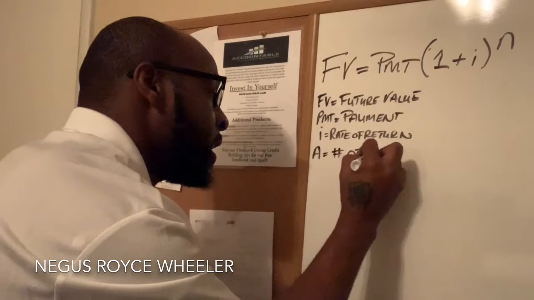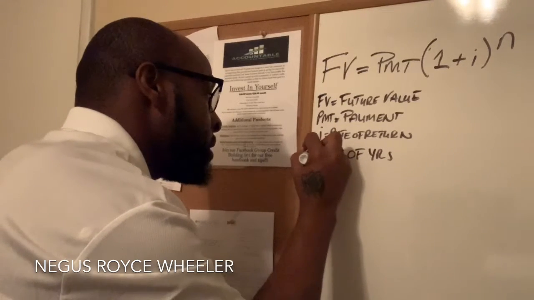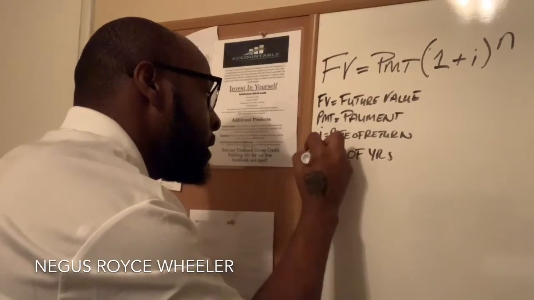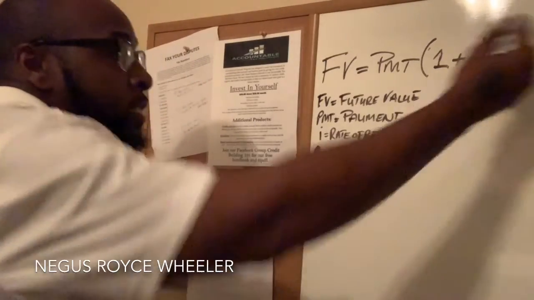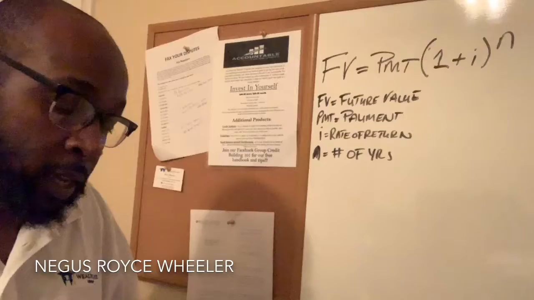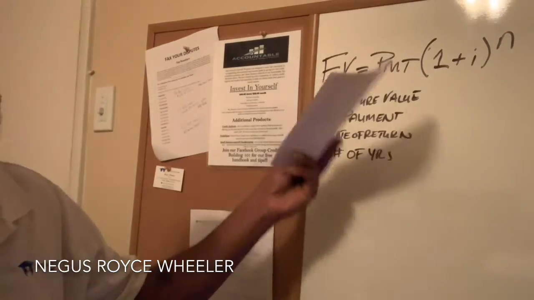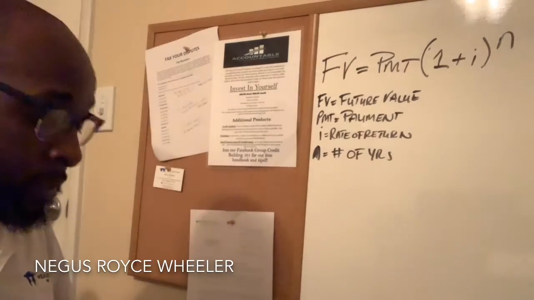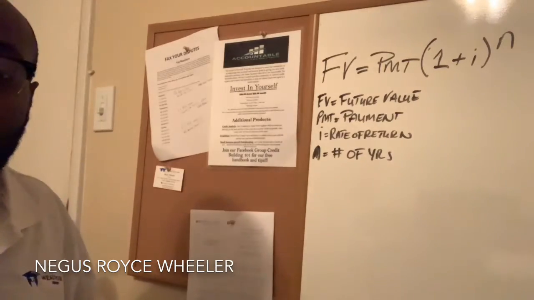Sorry if that looks like an A, y'all. I didn't mean to do that. So N equals the number of years. So we got the formula. We have what it means. All right. So let's just go ahead and plug in some numbers.